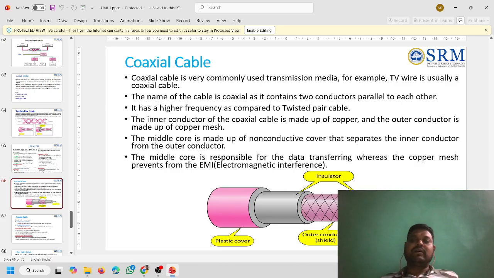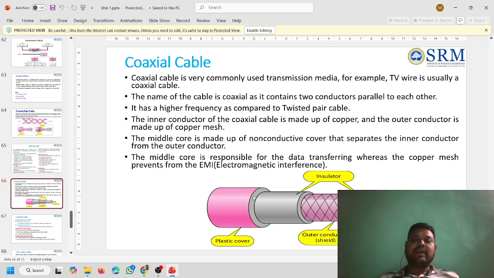Coaxial cable is mostly used for cable transmission or DTH, direct to home, applications. Coaxial cables consist of two conductors, an inner conductor and an outer conductor, both separated by an insulator, and everything is encapsulated in a plastic cover.